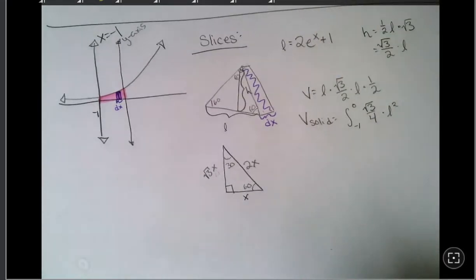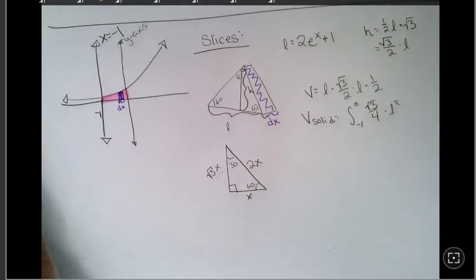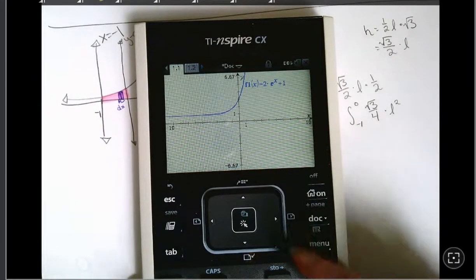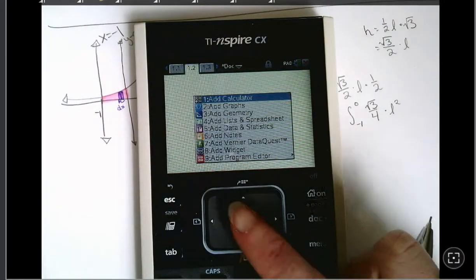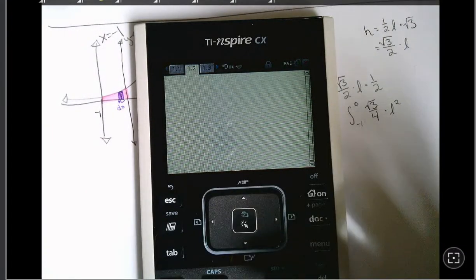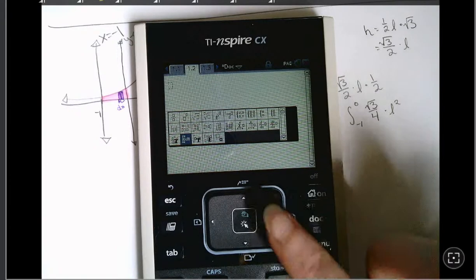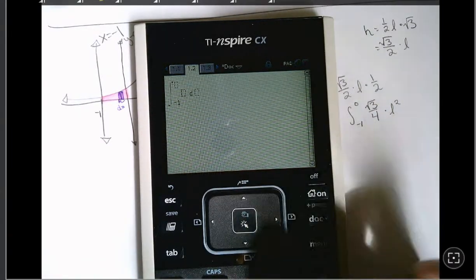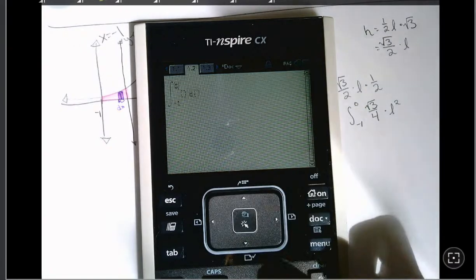So what you're going to do on your calculators, go ahead and grab those, is create a new page. You can either do that by clicking Document or Control Add Page. We need a calculator. Okay, so what you're going to do on your calculator is make our integral here. We're going from -1, all the way up to 0.